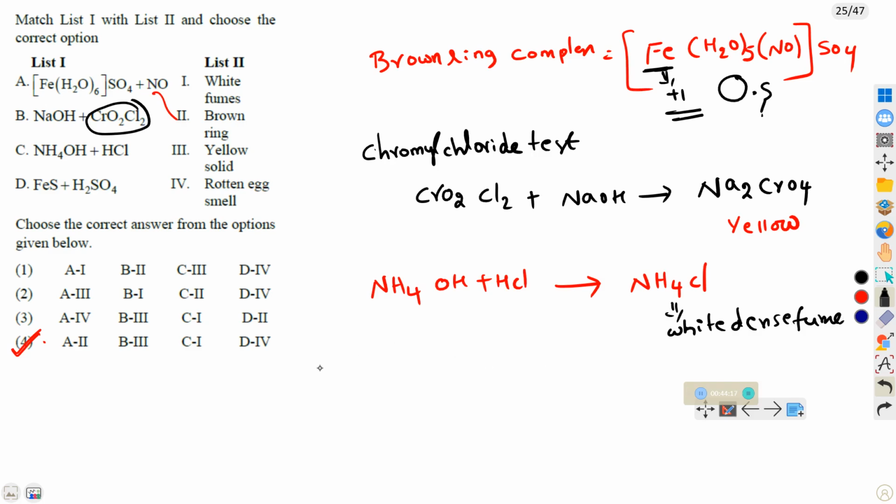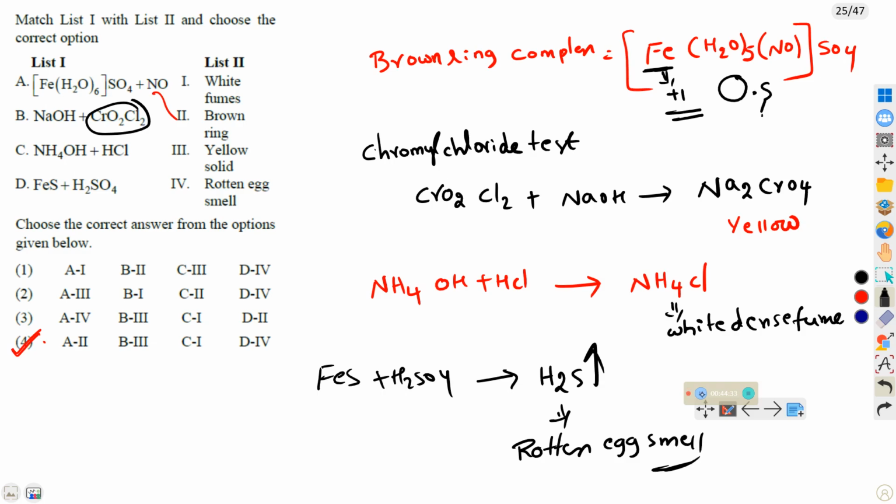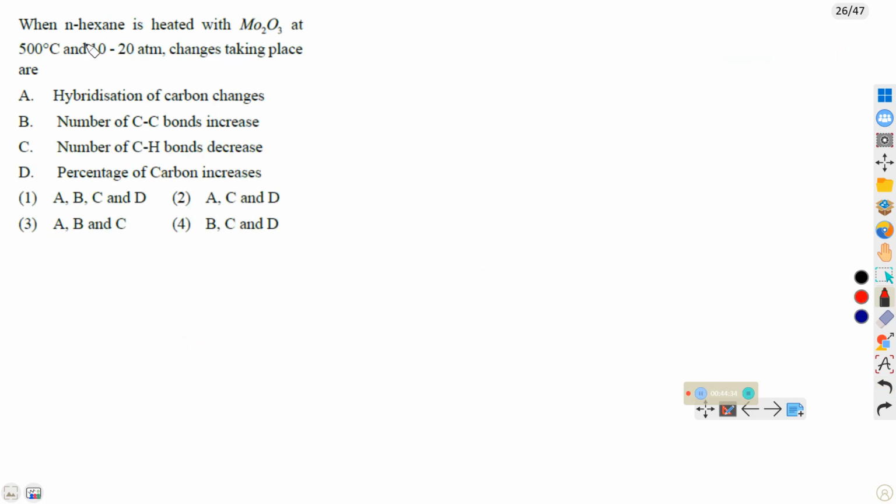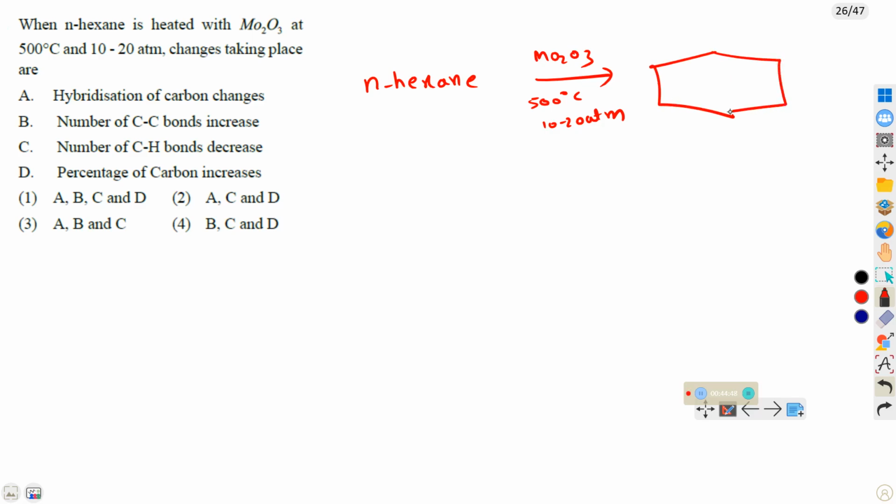FeS plus H2SO4 gives H2S gas. H2S has rotten egg smell. N-hexane is heated with Mo2O3, 500 degrees Celsius, 10 to 20 atmosphere. Then it gives benzene. Aromatization process.